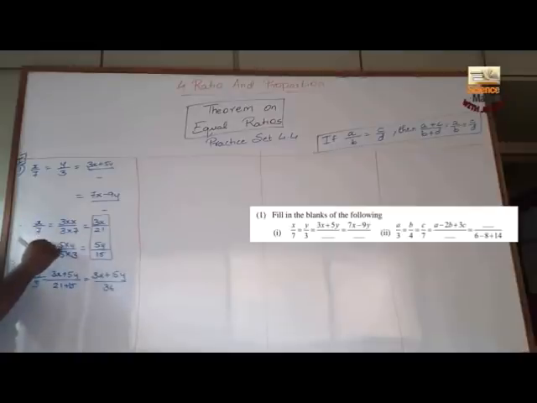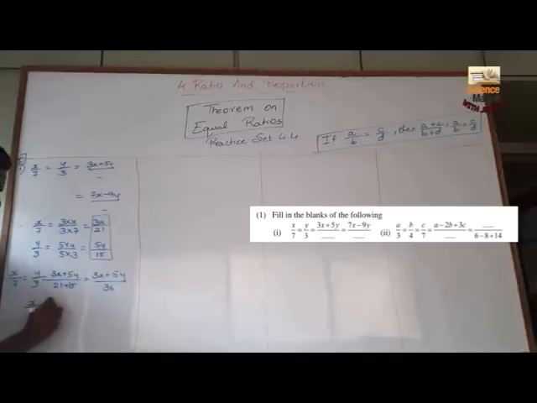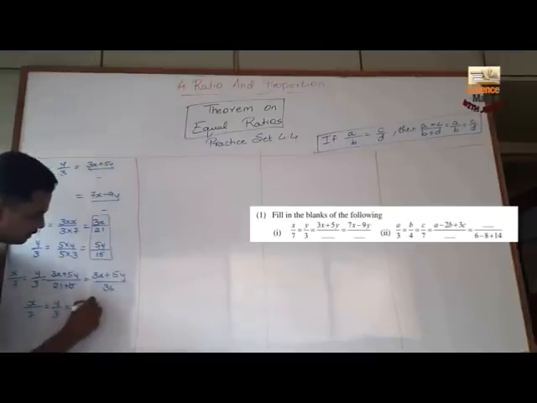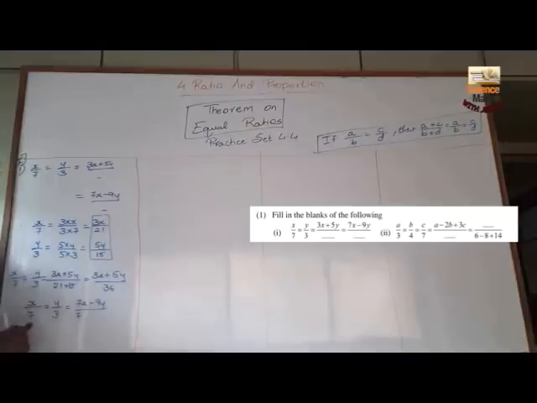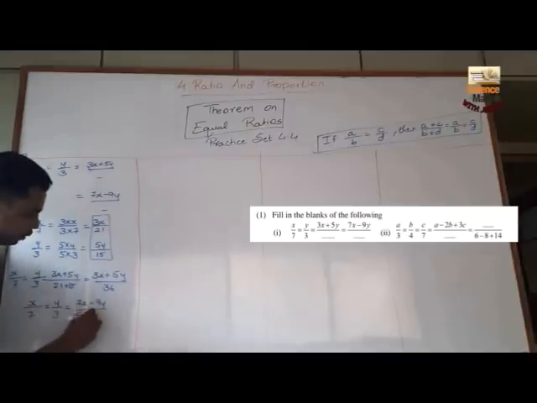Similarly, as I multiplied, similarly I will be multiplying over here. So x upon 7 is equal to y upon 3 is equal to 7x minus 9y upon 7 into, x has the number 7. So 7 into 7.